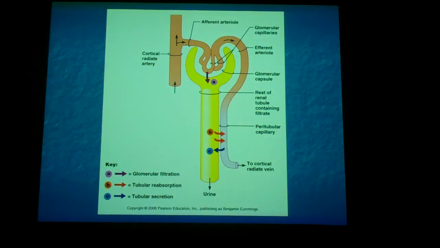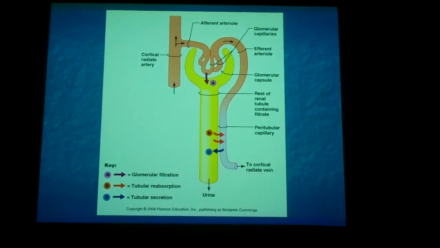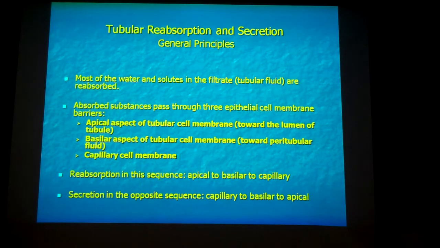So we're down here now with B, tubular reabsorption. We've got to get back to things that the body needs. So some general principles. Most of the water and solutes in the filtrate are reabsorbed, as we mentioned. These absorbed substances pass through several membranes here that I'm going to show you. So reabsorption is in this sequence. Secretion is in the opposite sequence.